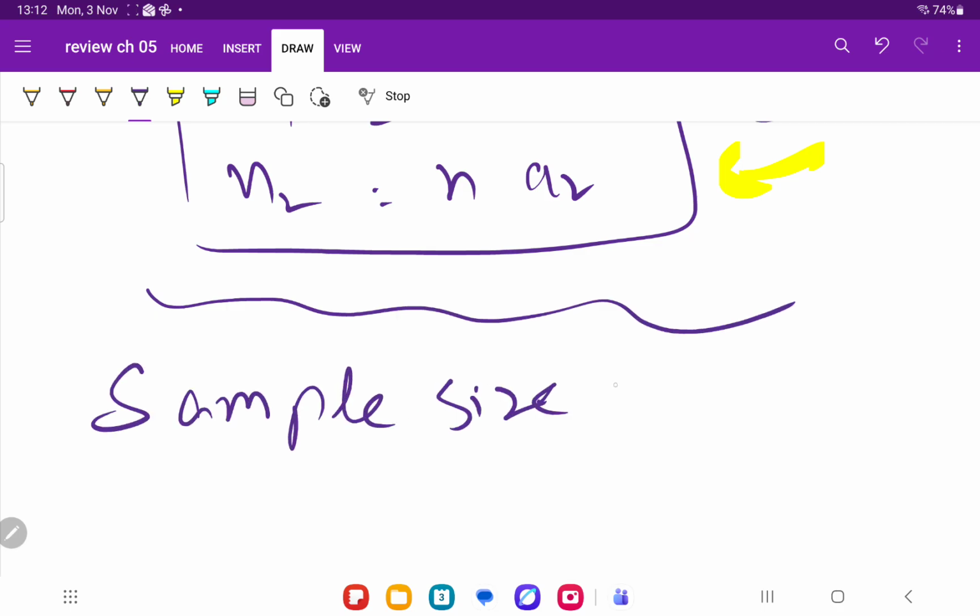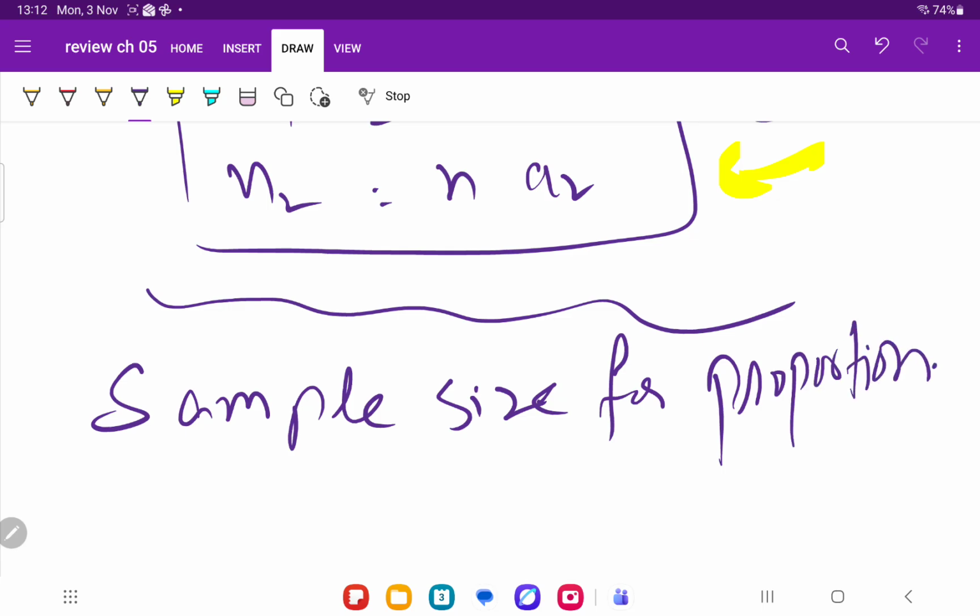for proportion. Do we have another formula for n related to CI?